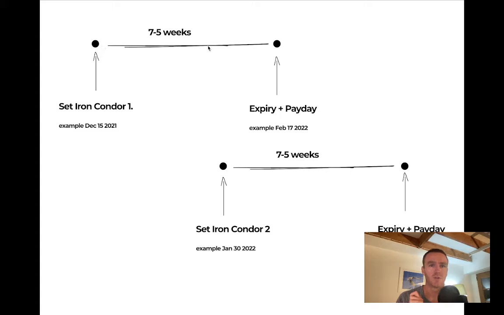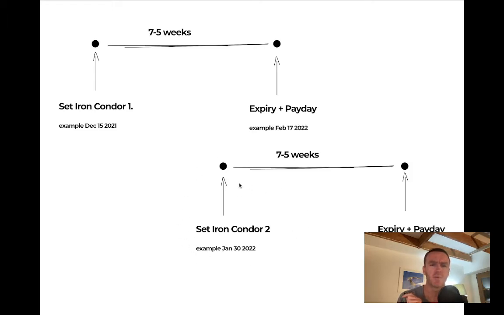After that time elapses, I'll set my second condor while this one is still open, with a similar 7 to 5 week window of time. That 7 to 5 weeks depends on what volatility is doing, so basically how expensive or cheap things are, and also other factors like, can I get filled on the prices that I want? If I don't, then I'll leave it for another day, so I might push it out. If I don't get filled, then sometimes I miss a month. I prefer not to trade rather than not get the prices I want. Again, something I'll go into later.